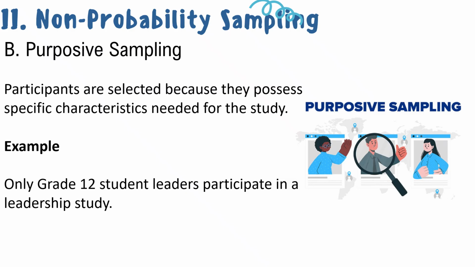Okay, so remember the word purpose. Purposive sampling means you select people for a specific purpose or characteristics. Okay, so for a quick comparison, convenience asks who is available. Purposive asks who has the characteristics I need.